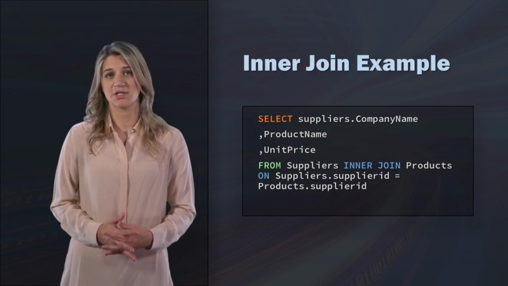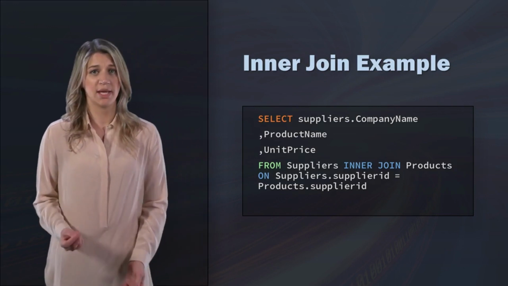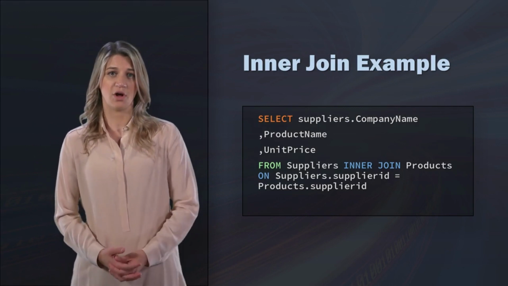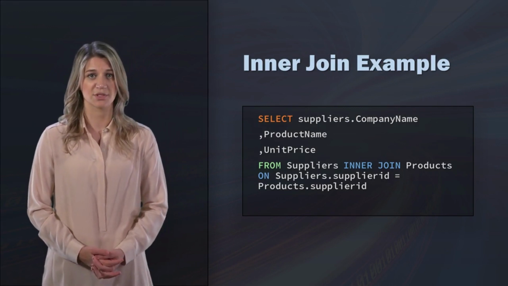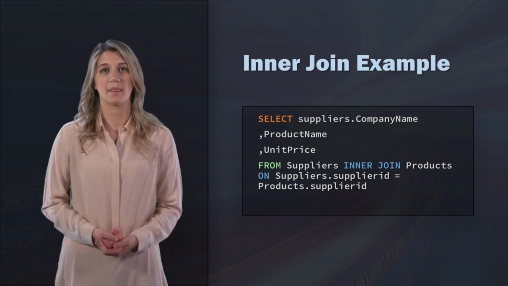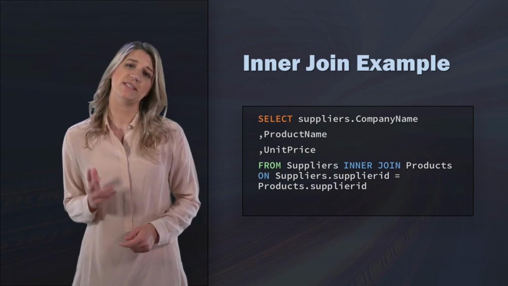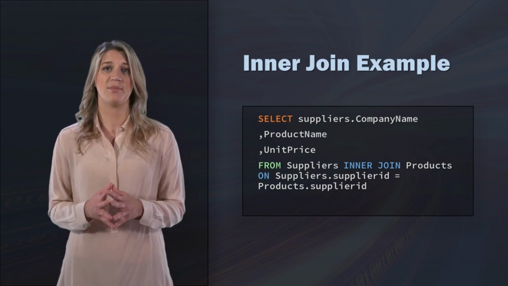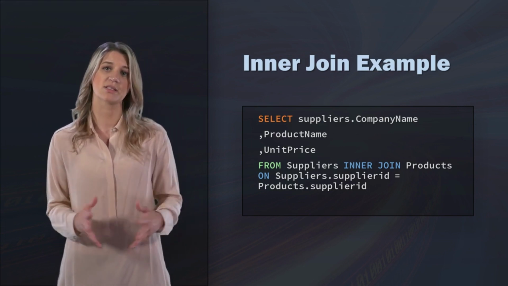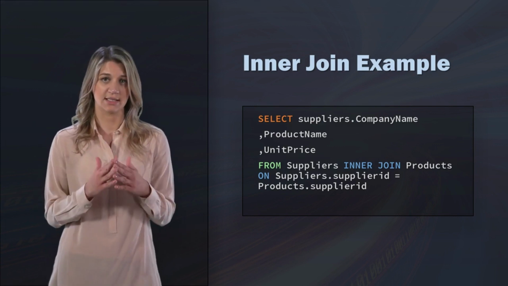How we start to use this, though, is a little bit different in terms of the syntax. So again, we're still listing out the columns that we want from both tables. So we have our select, our company name, our product name, our unit price. But now instead of just saying, go and grab the data from suppliers and products, we also have to say how we want the tables to be linked.